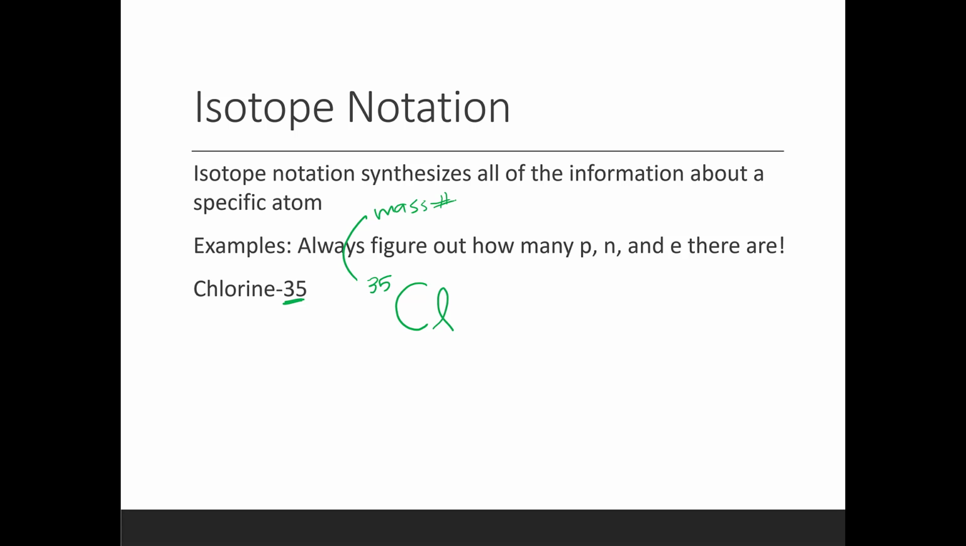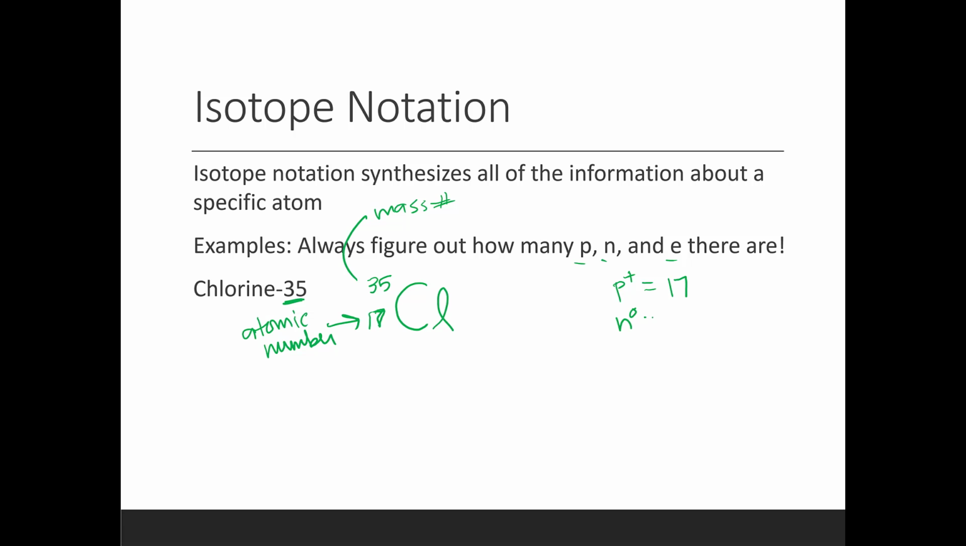Then the number that goes in the bottom left is the atomic number. If you look at your periodic table, you'll see that chlorine's atomic number is 17. That's the number of protons. So this right here is your atomic number. Now we can double check that that makes sense. If we figure out how many protons, neutrons, and electrons there are, we know that there are 17 protons because that's the same thing as the atomic number.